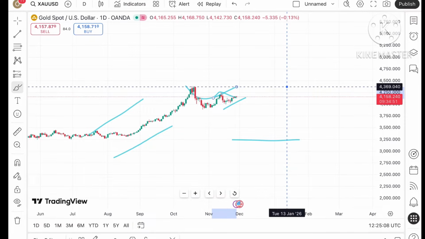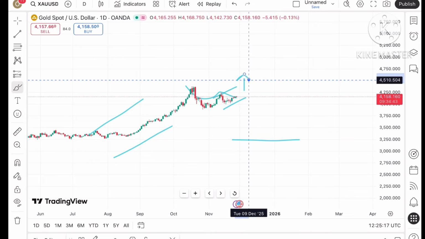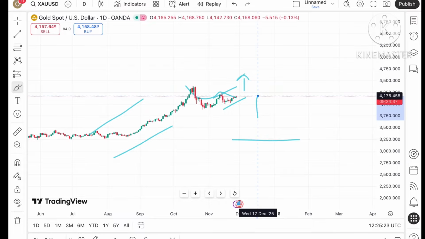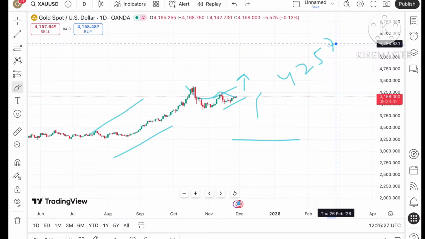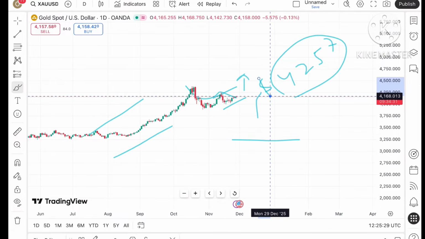On the flip side, if the dollar strengthens or US inflation data surprises, gold could hit an all-time high. We can see it is a more bullish but watchful environment. If the price keeps sustaining above 4257, then there is an upside movement.